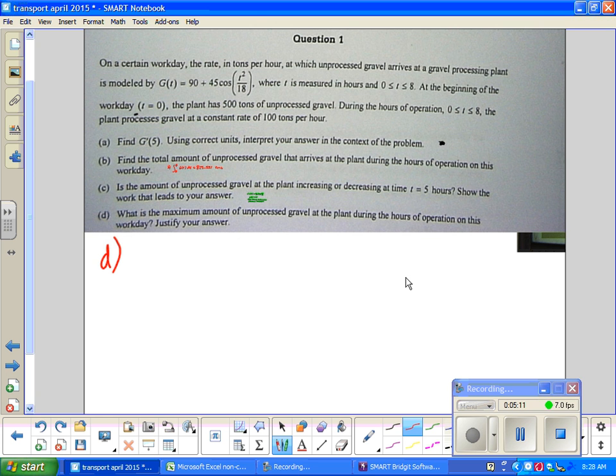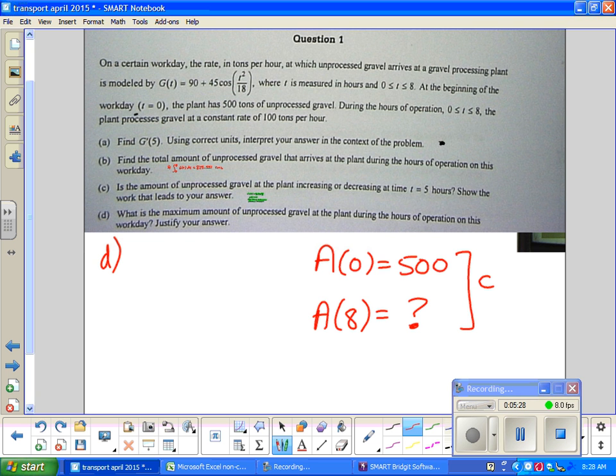Let's call it, and they're using an A. So let's say that A of 0 is 500. That's what's there at the beginning of the shift. We're going to have to check the maxes and mins, and we're going to have to check A8, extreme value pair. We've got to check our endpoints. We're going to have to check endpoints. And I might even put that note here myself, so I make sure I do it.